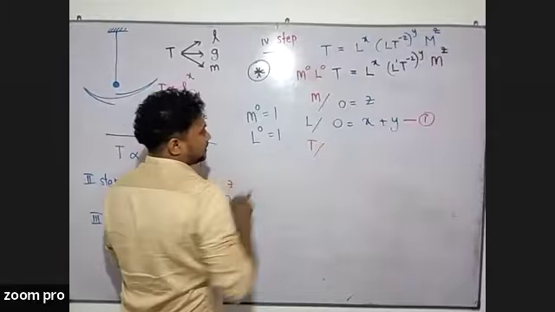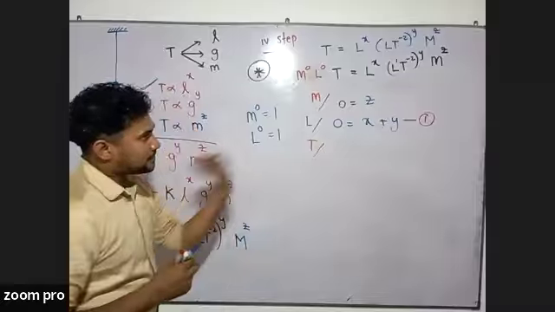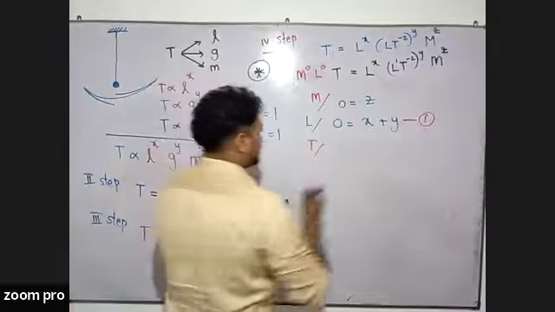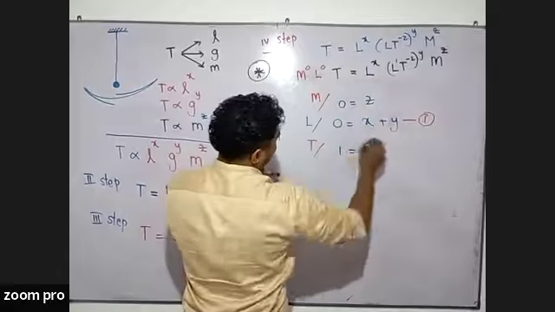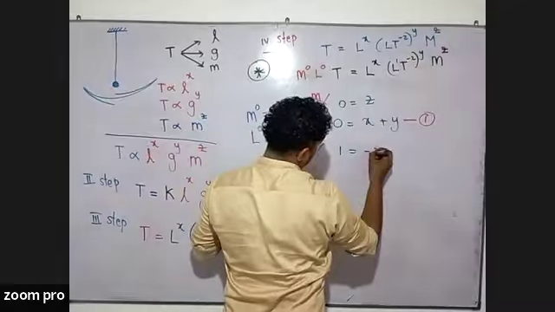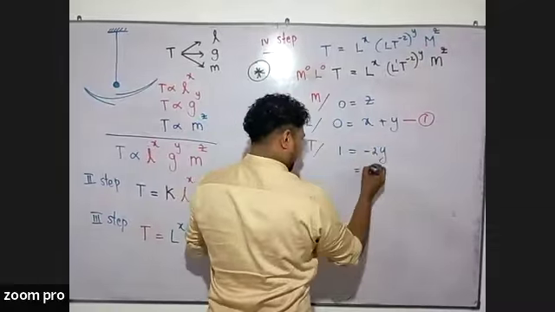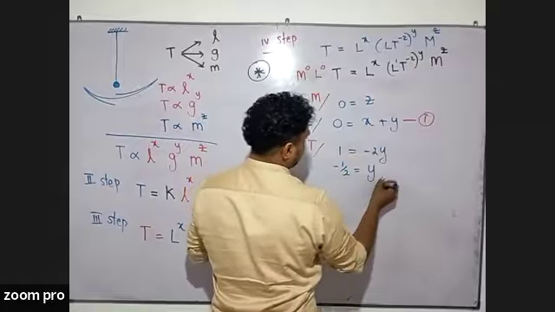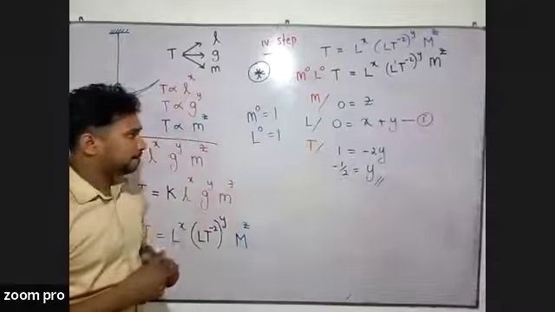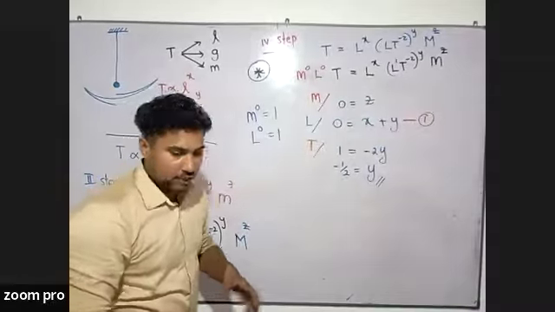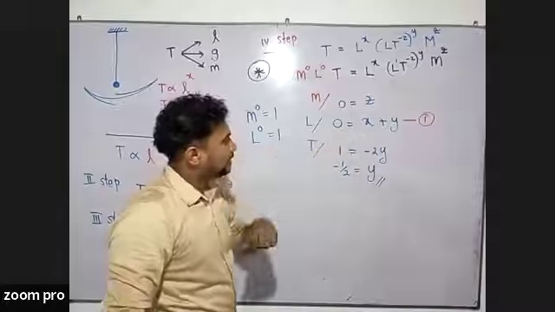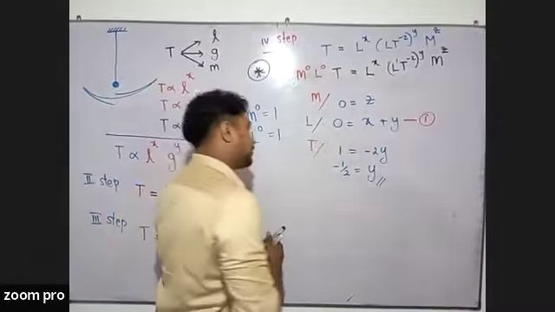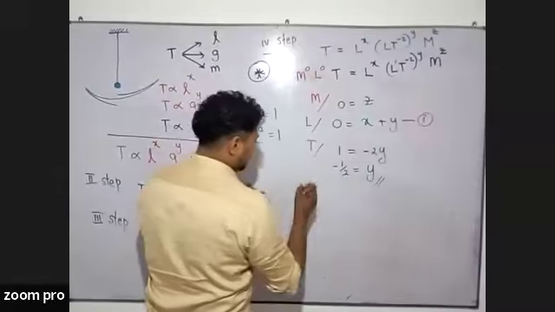Then analyze the dimensions of T. On the left side, the power of T is equal to 1. On the right side, it is minus 2 times y. Right. That means the value of y is minus half. So this is the value for y. Now we have obtained values for z and y, but we don't have a value for x, isn't it? So let's substitute these values into the first equation.